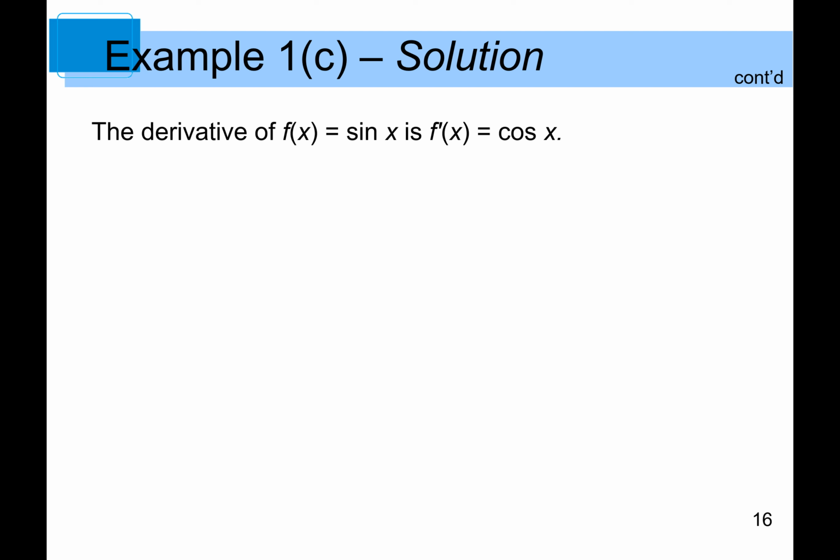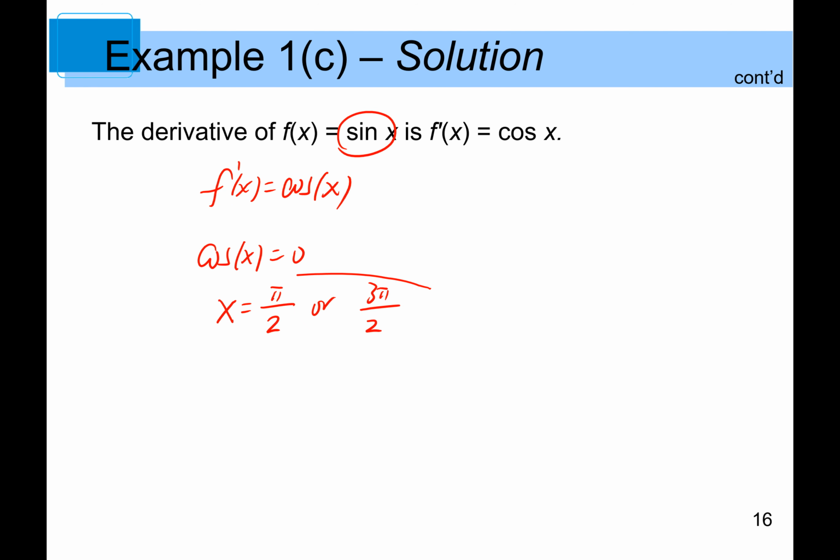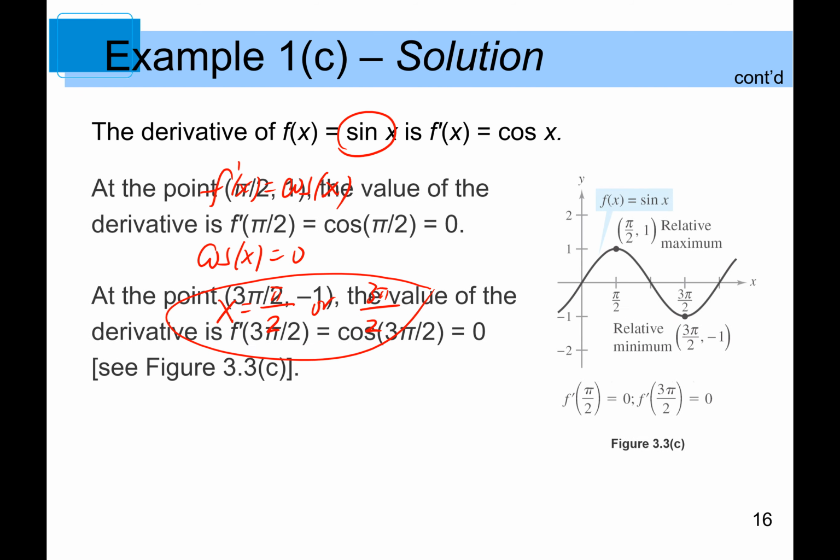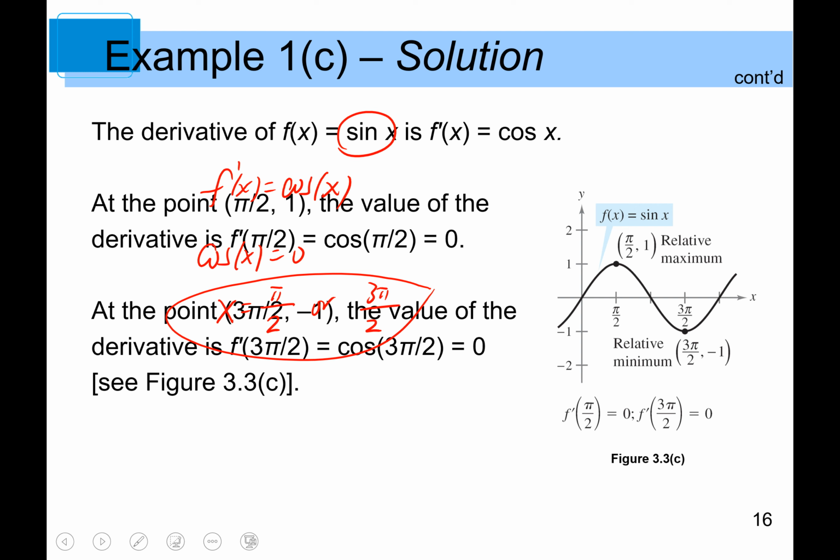The last one: the derivative of f(x) equals sine x is cosine x, and we set it equal to 0. Once you set cosine x equals 0, x is either equal to pi over 2 or 3 pi over 2 within the first period, right? And that's why a relative maximum occurs at (pi/2, 1), and a relative minimum occurs at (3pi/2, -1).